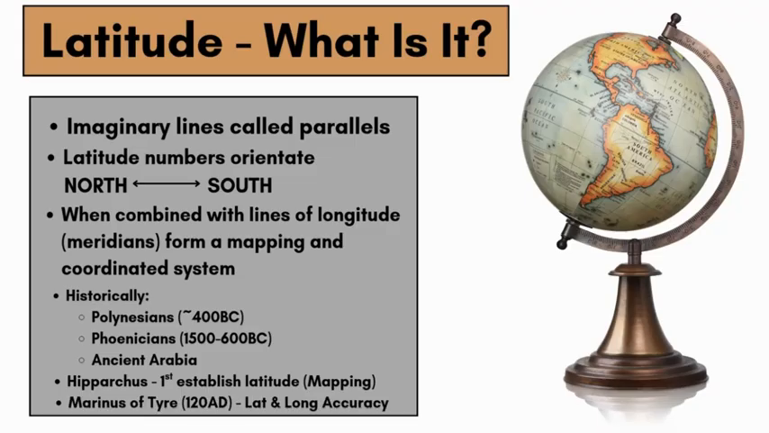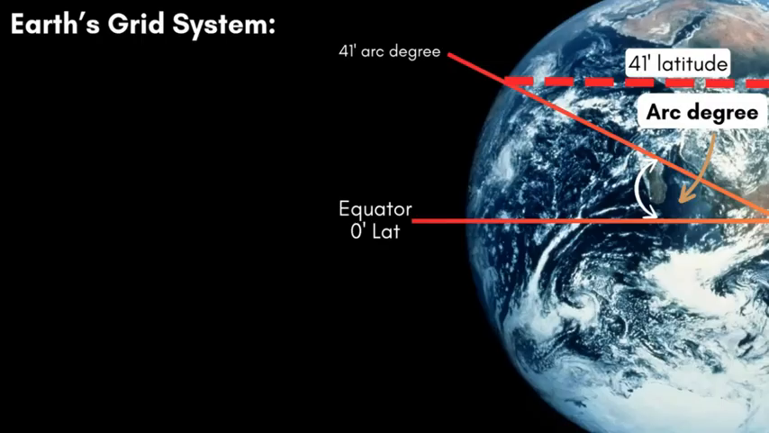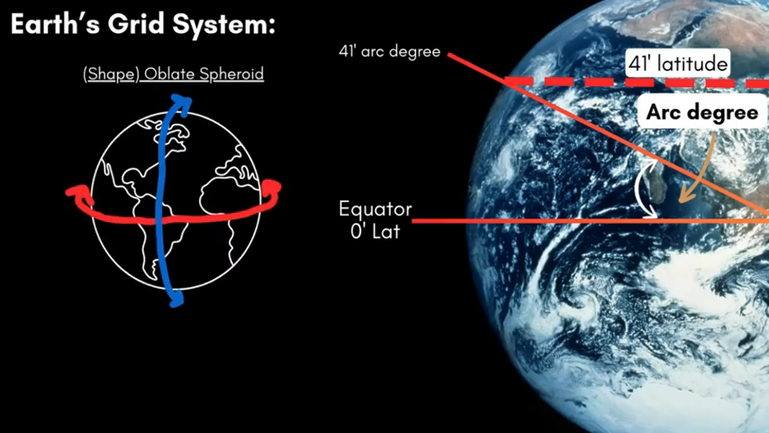Then Marinus of Tyre in 120 AD started to assign very accurate maps using both latitude and longitude to coordinate locations. By using the equator as our starting point on the Earth for latitude and then drawing the angle at which the certain latitude creates around the planet is called an arc. Now, this arc degree is latitude, and it's created because our planet is an oblate spheroid. It's not a perfect sphere.